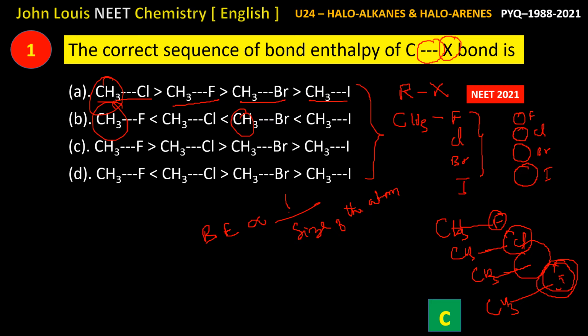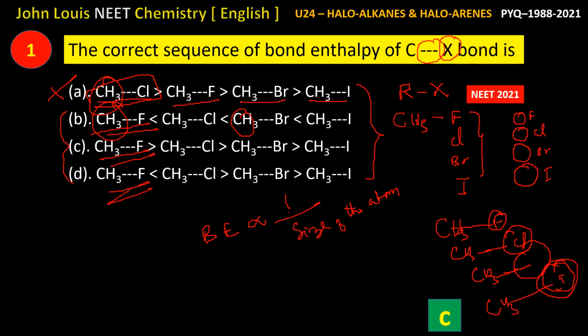Okay, now let us see the options here. Option A is starting with CH3Cl, therefore we can remove this. It cannot be, because it should either start with CH3I or CH3F. It is starting with chlorine, therefore it cannot be the correct order. But if you take options B, C and D, everything is starting with CH3F. Therefore any one of them may be correct.